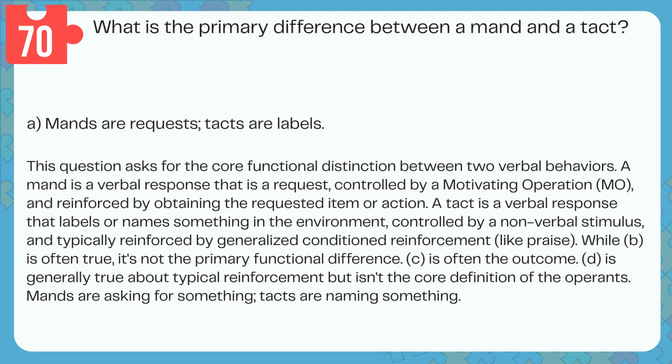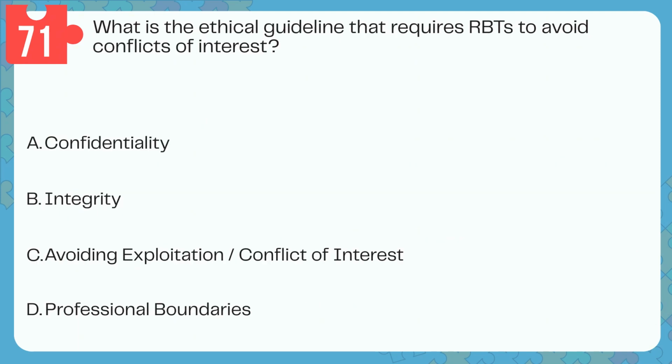While B is often true, it's not the primary functional difference. C is often the outcome. D is generally true about typical reinforcement, but isn't the core definition of the operants. Mands are asking for something. Tacts are naming something.